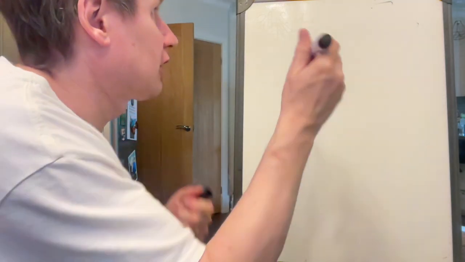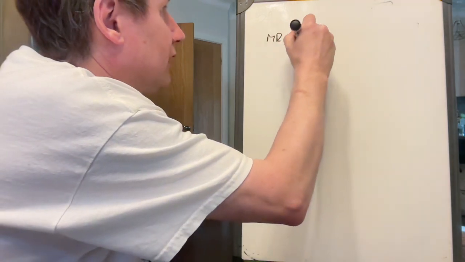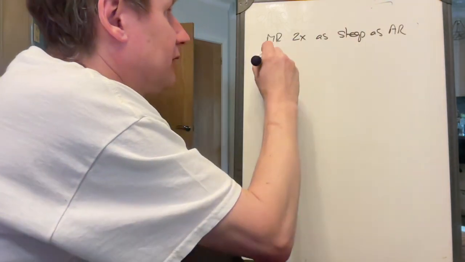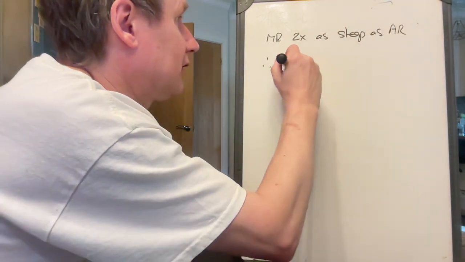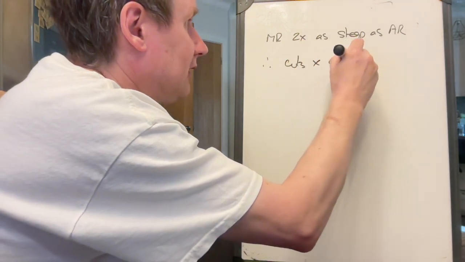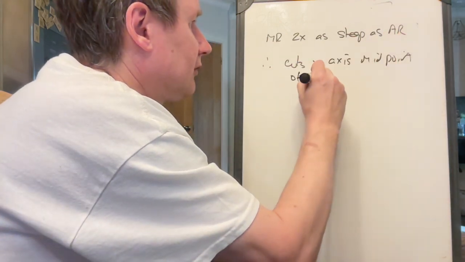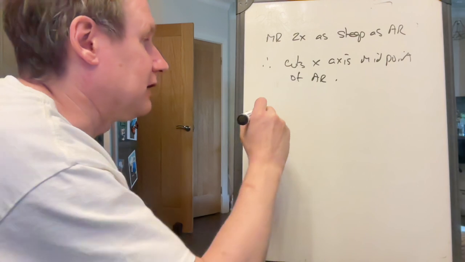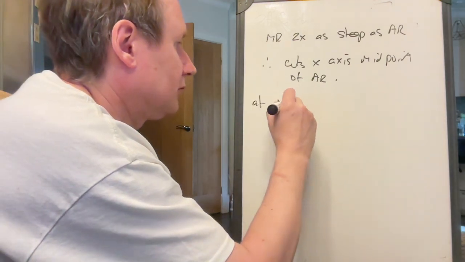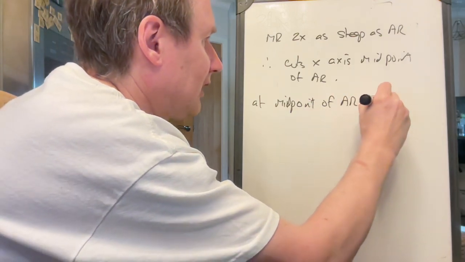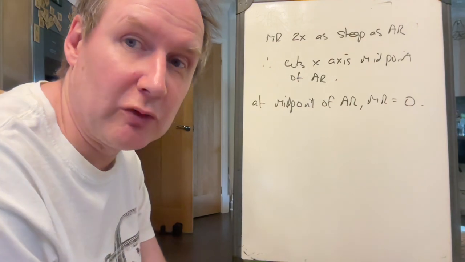So we've just shown that the gradient of marginal revenue is twice as steep as the gradient of average revenue. Show why it is that at the midpoint of the demand line, price elasticity of demand is equal to -1. We've just shown that MR is twice as steep as AR. Therefore it cuts the x-axis at the midpoint of AR. So at the midpoint of AR, MR equals 0.